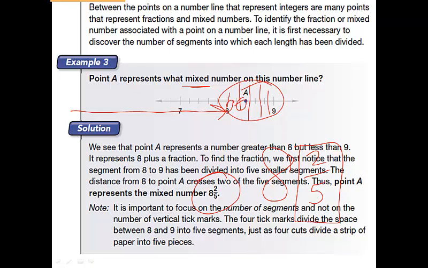It's important to focus on how many segments there are, how many spaces there are, not just the line. So for example, if you just went 1, 2, 3, 4 and said 2/4, that would be wrong because there's really 1, 2, 3, 4, 5 sections between those lines. So don't just look at these marks right here, these straight up and down. Don't just count those hash marks because that'll confuse you. You've got to know how many sections there are. In this case here, there's 1, 2, 3, 4, 5.